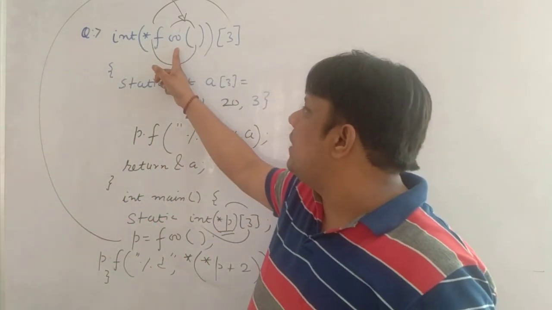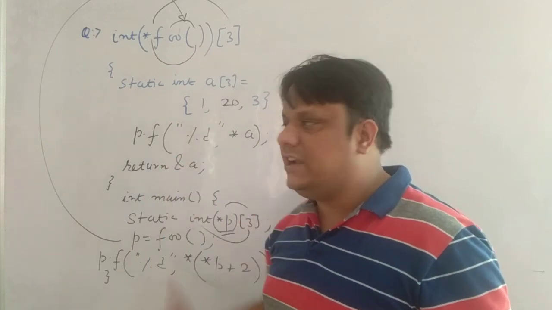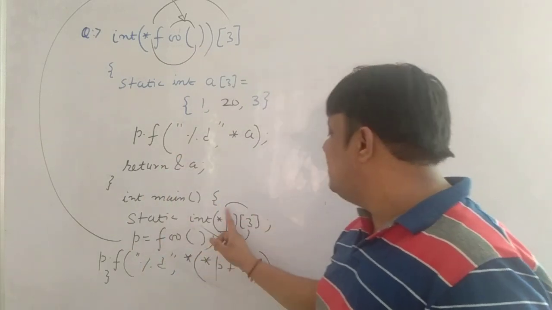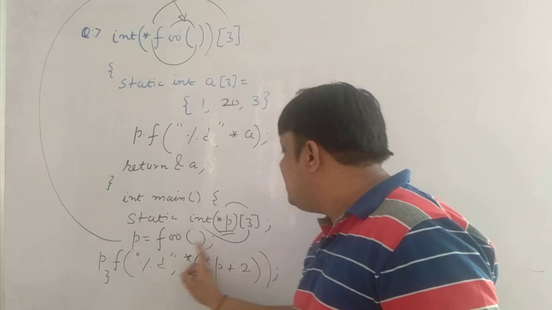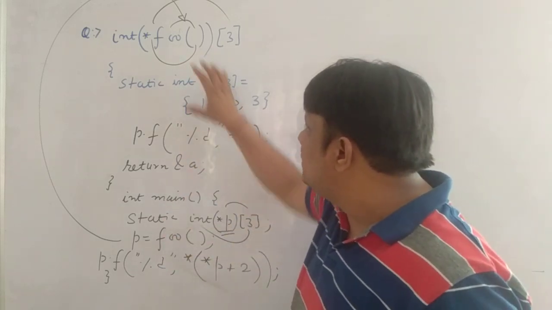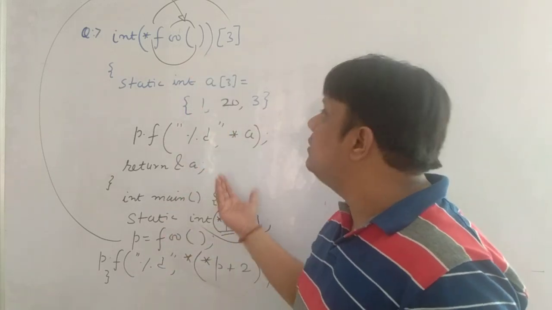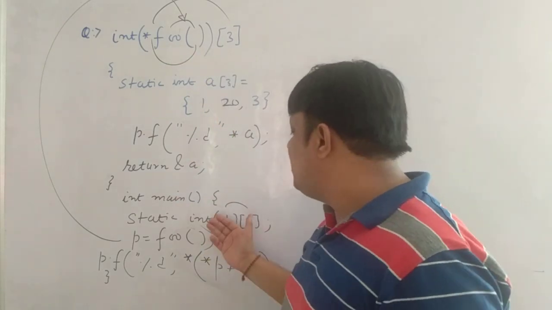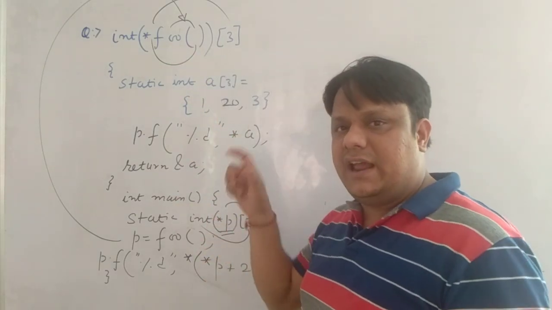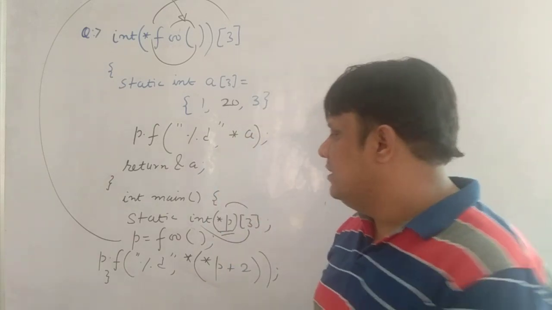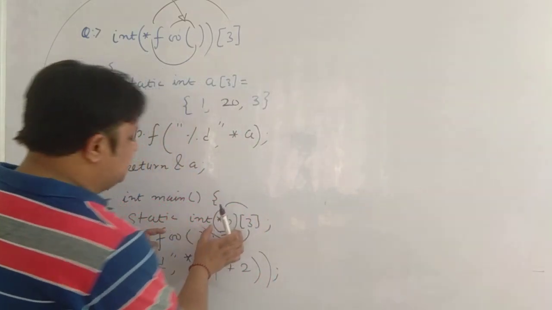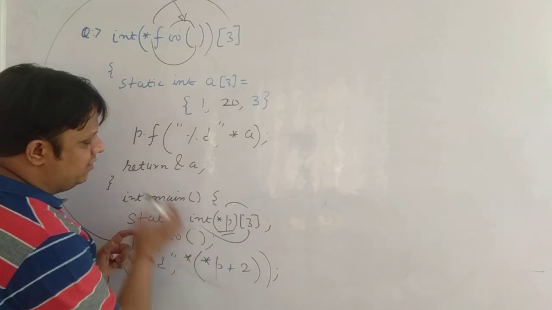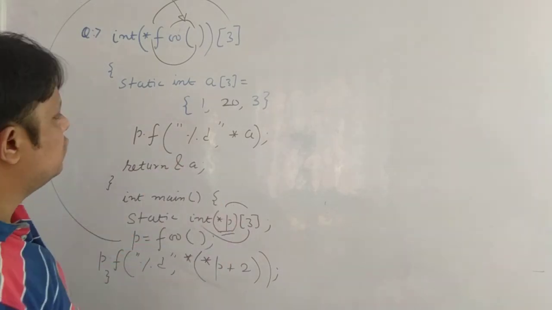Since this foo function is returning a pointer to an array of 3 integers, that's why this p has been declared as a pointer to an array of 3 integers, because this address which foo is returning is a pointer to an array of 3 integers. So you need a pointer which stores the address of an array containing 3 integers. So how does this code work?